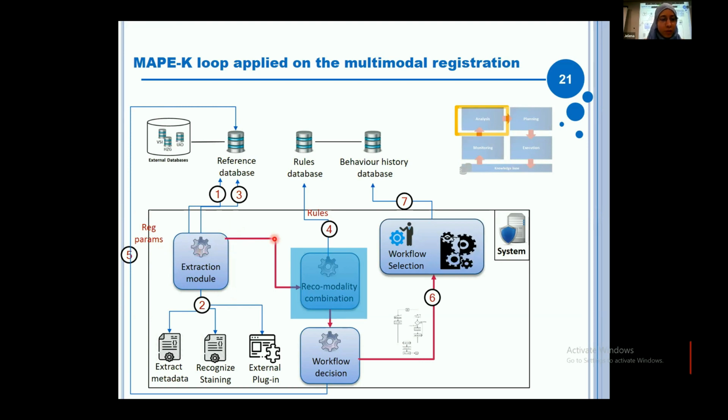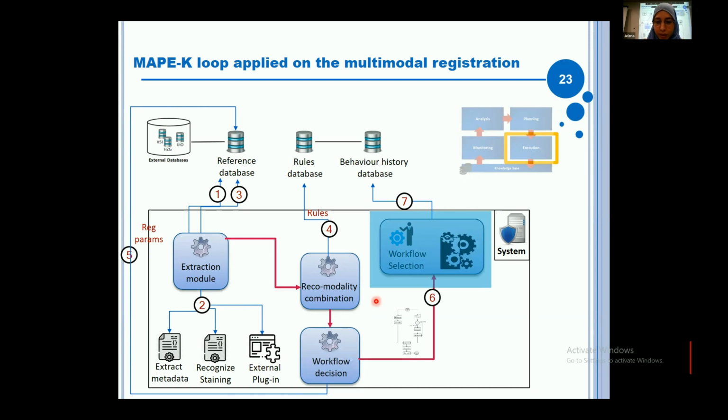After that, the relevant information extracted in the monitoring phase goes to the analysis phase. Based on this information and a set of predefined rules, the system recognizes the characteristics of the modality combination given as input, and this analysis is forwarded to the next step, which is the planning phase. In this phase, the system suggests a set of predefined registration workflows as a plan of decision.